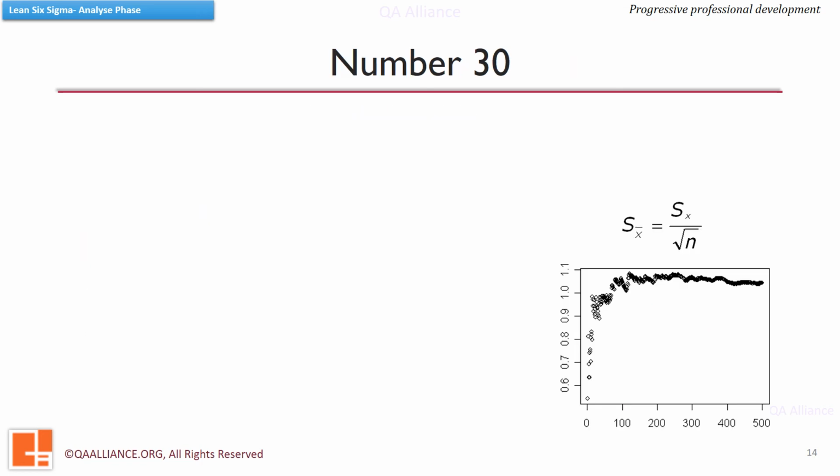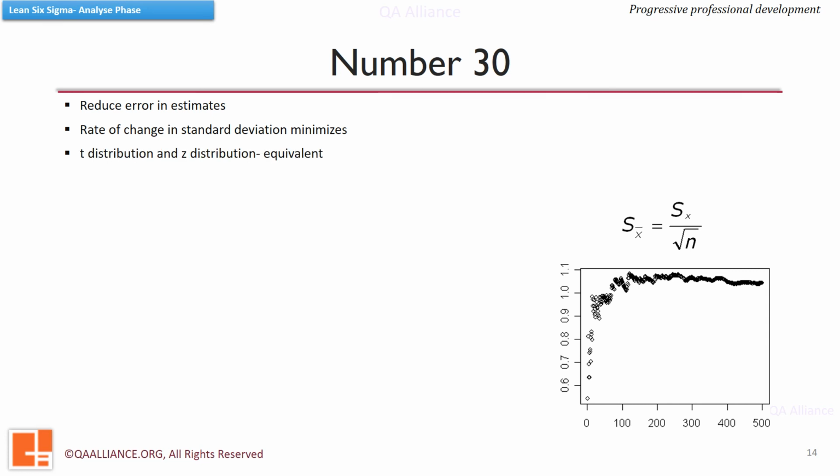The significance of this whole theorem is that we want to reduce the sampling error in estimating about population. It has been seen that as the sample size reaches 30 and further, the rate of change in standard error approaches zero. At this point, the T and Z distribution also become almost equivalent. This is the reason why a sample size of 30 is mostly talked about.